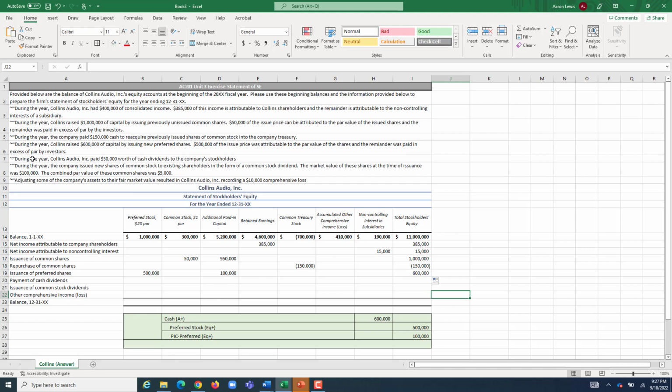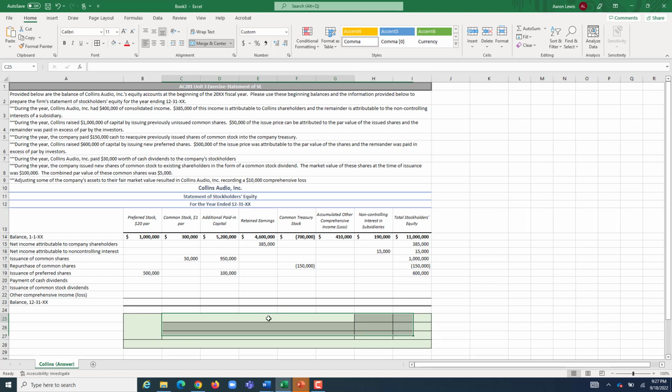Next up, we have during the year, Collins Audio Incorporated paid $30,000 worth of cash dividends to the company's stockholders. In real practice, there would probably be multiple entries, like you'd establish the liability on your date of declaration, and then you would pay it and take that liability off your books. Let's do it in one step. We would have a debit to our cash dividends account, which is a withdrawal account, for the amount that we are paying, which is $30,000. And we would have a credit to cash for that same 30 grand.